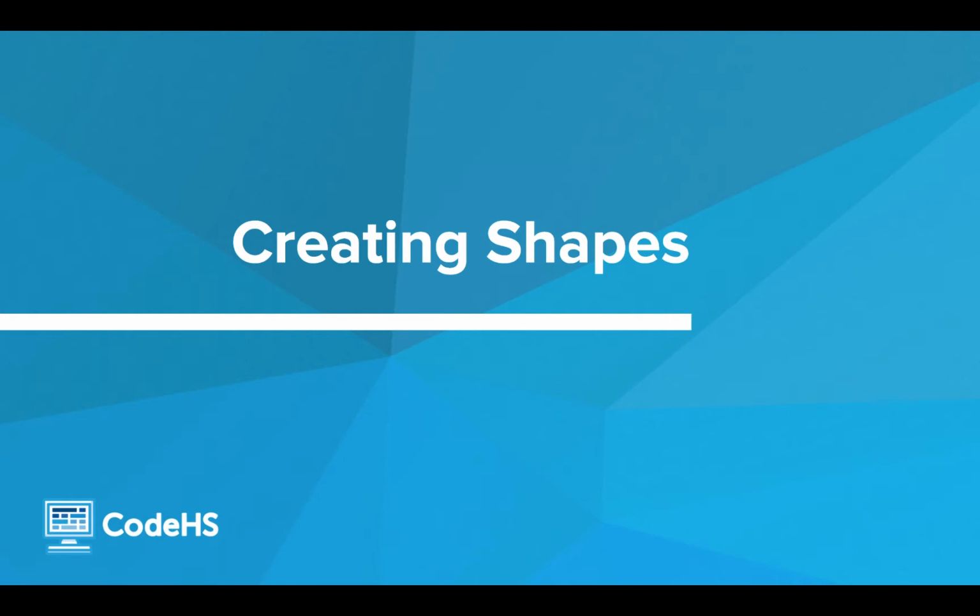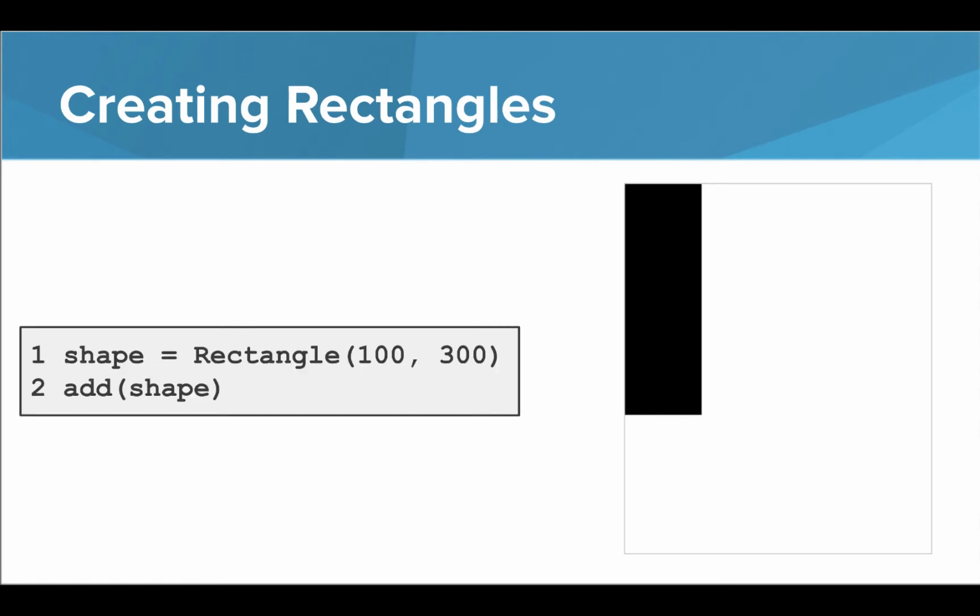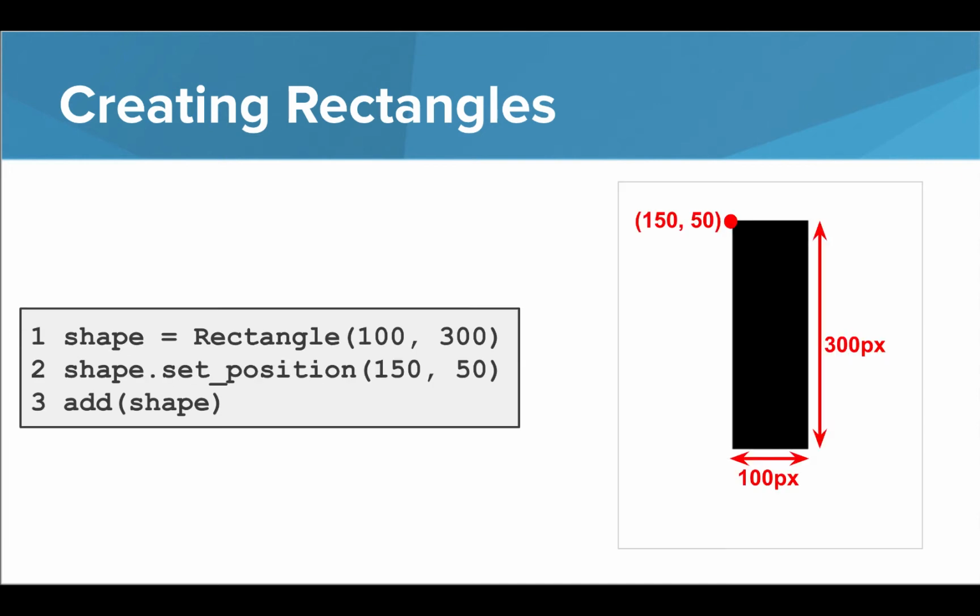Let's get started. We create a rectangle by using the keyword rectangle and entering width and height values separated by a comma inside parentheses. When we run the commands, we see a rectangle appear on our screen. The rectangle is 100 pixels wide and 300 pixels tall. By default, it is positioned at 0, 0. But we can always use the set position command to move the rectangle to a new location.